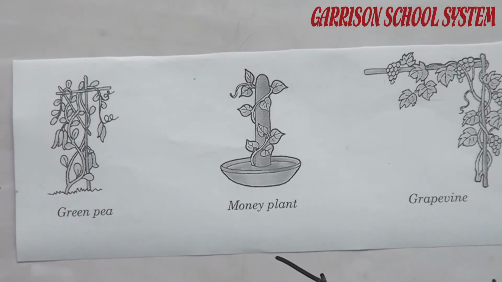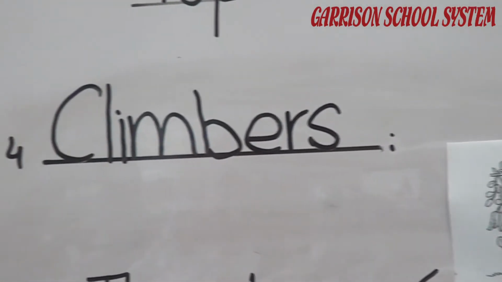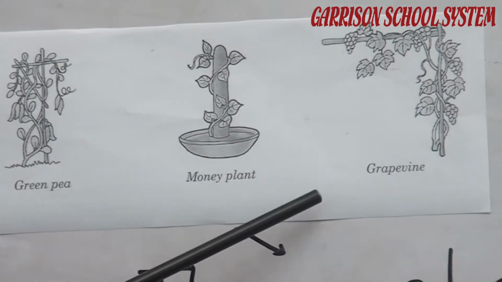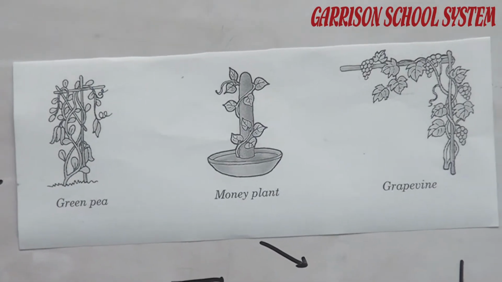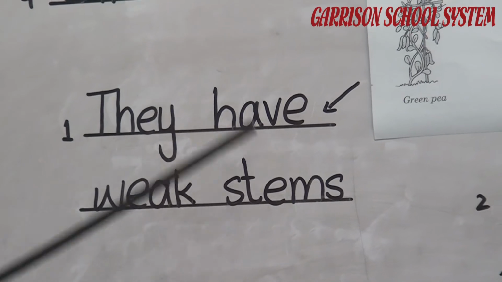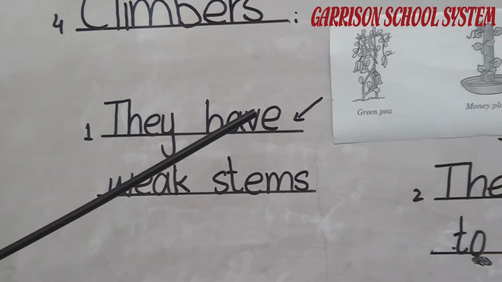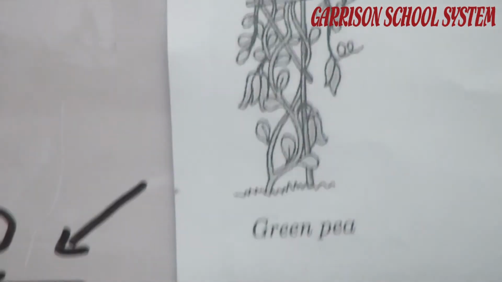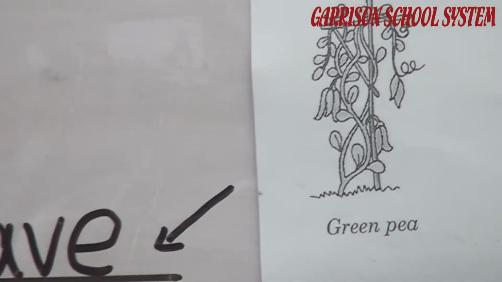Next type of plant is the climbers. There are different pictures here. You can see in your book also. Green pea, money plant and grapevine. As their name shows, these plants have long, thin and big stems. These plants cannot stand on their own. They can't grow on their own. They need some support to grow. If they get the support, they start growing. If they don't get any support, they can't grow, they remain there.